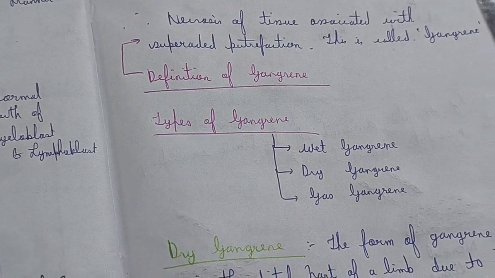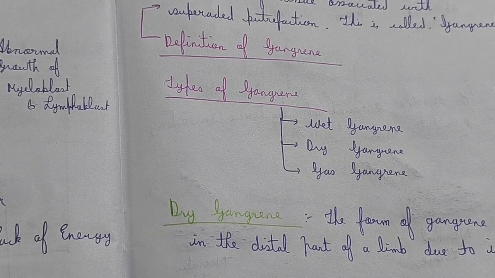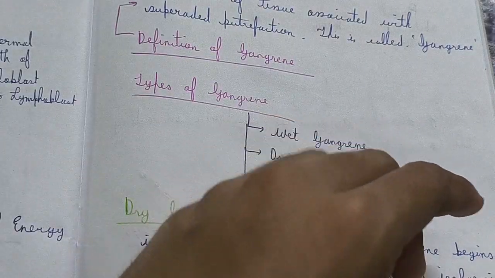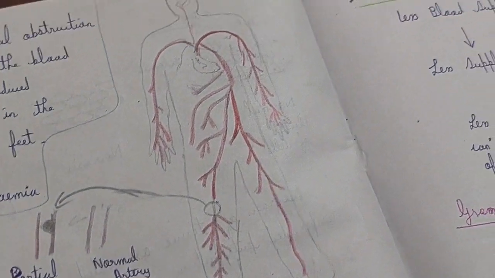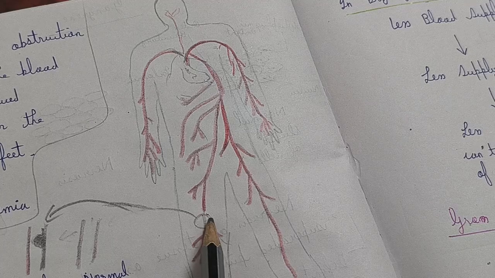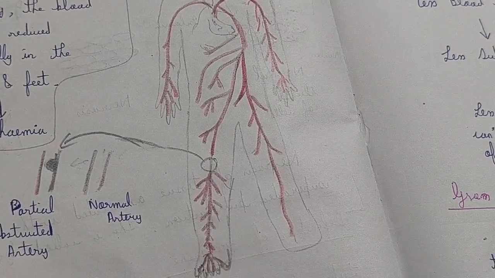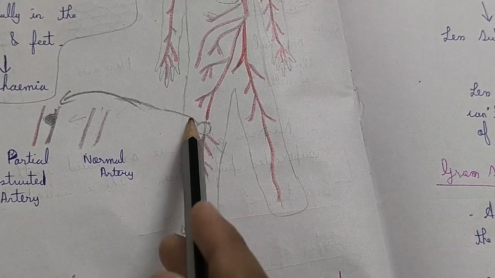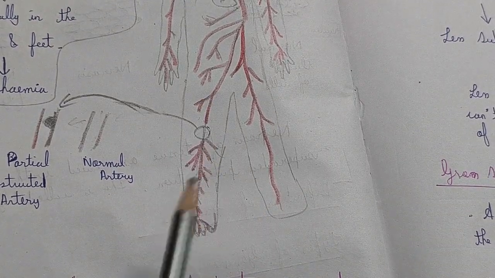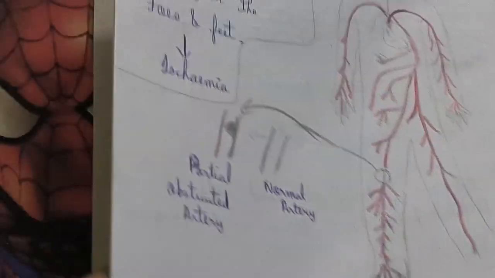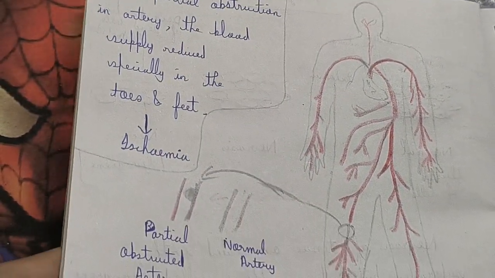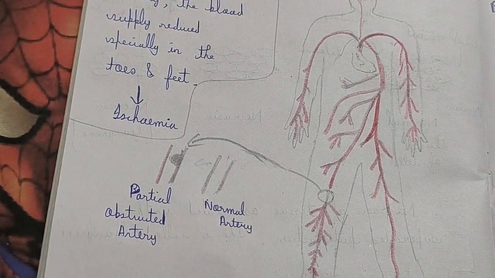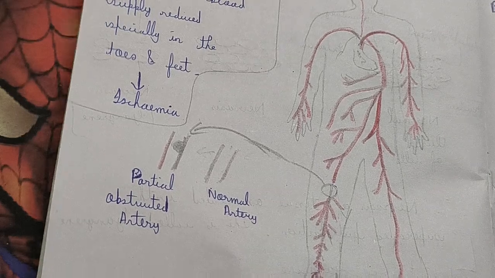So friends, now you can see I have written the definition of dry gangrene also, that it is the form of gangrene that begins in the distal part of a limb due to ischemia. As you know, if any partial obstruction occurs, the blood supply is going to be reduced first in the distal part of the limb, rather than in this part. Also ischemia occurs, and due to this ischemia coagulative necrosis occurs, as you know already. This portion is also written in a book, I am going to show.